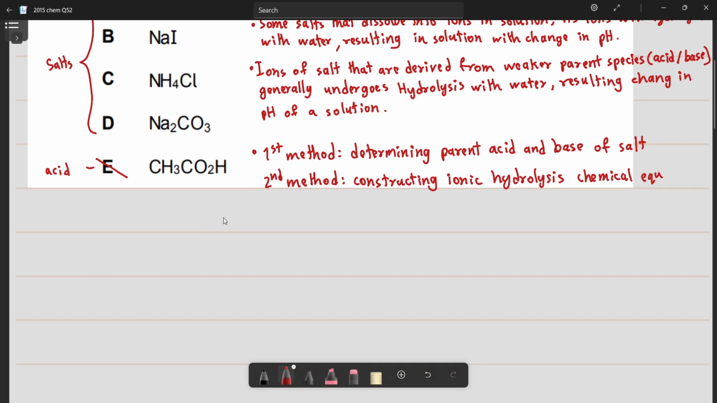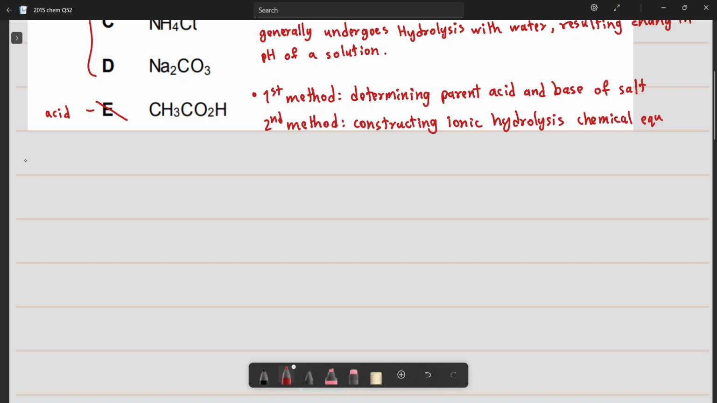Okay, so now let's first use the first method. The first method is, in short form, the origin of a salt.